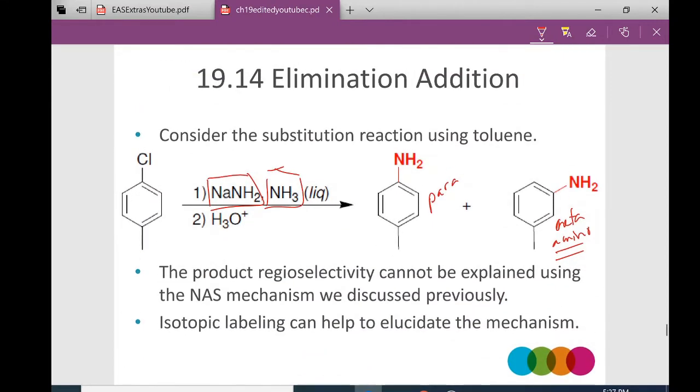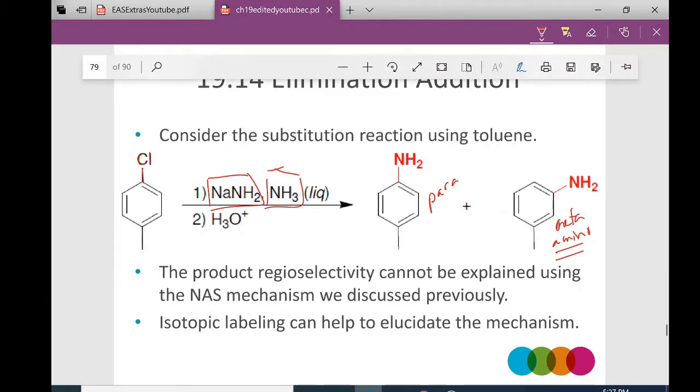So if we use a starting material like parachlorotoluene, then in the presence of this sodamide and liquid ammonia, what we observed was we can get the para product, the para amino product, or the meta amino product in this case. Okay, so where did this meta amino come from?